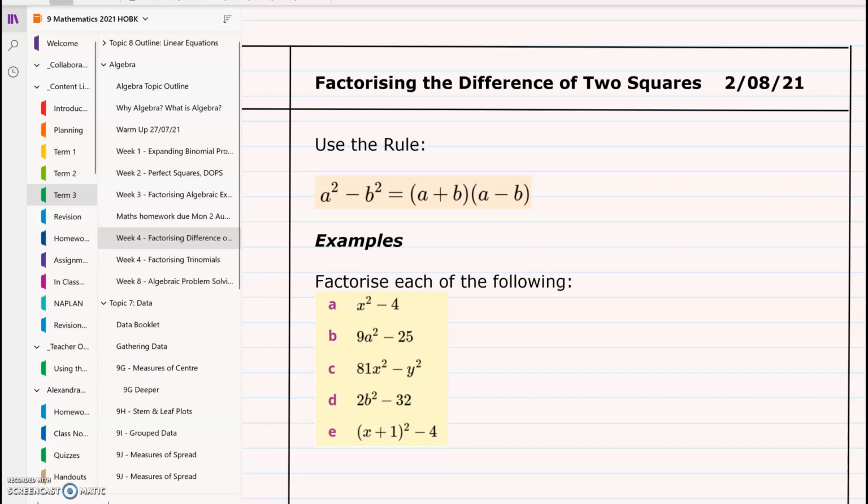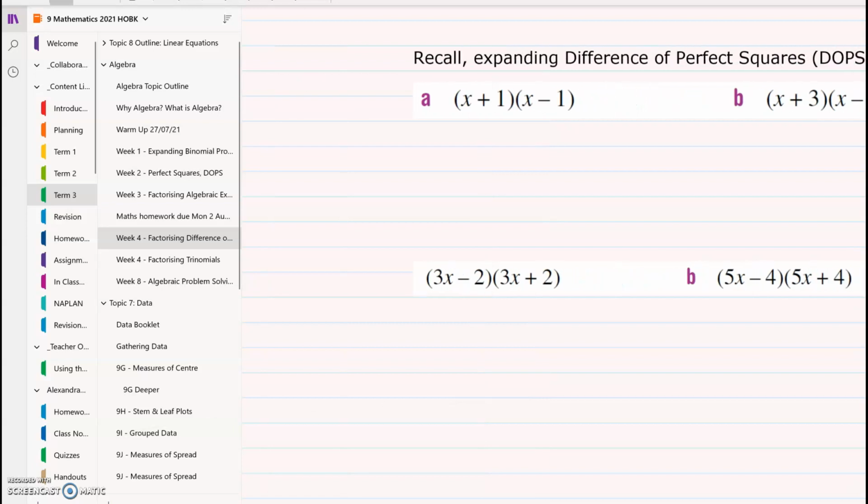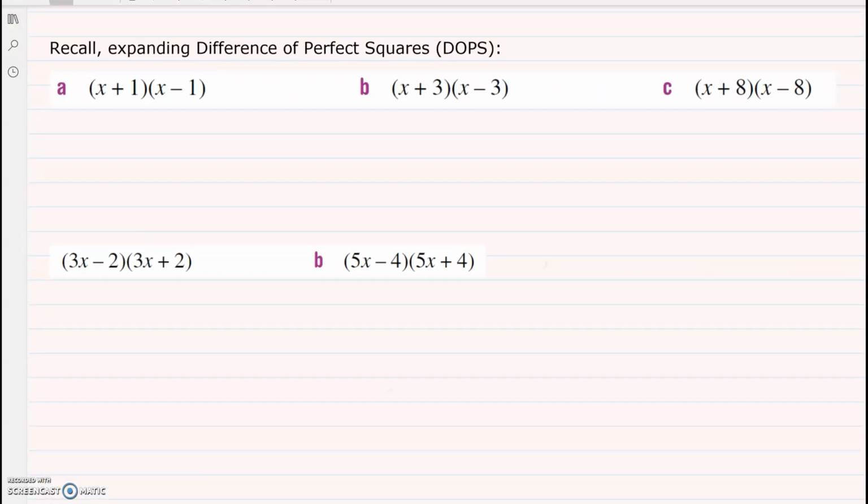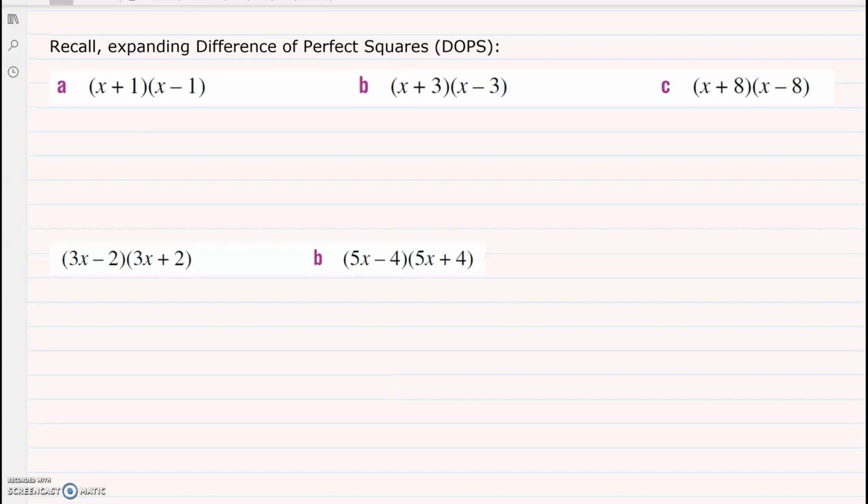So if you're looking for these notes on OneNote, I'm under Term 3 and the first one's set for Week 4, that's under Algebra. Factorising difference of two squares. Before I start, I'm just going to remind you what we did last week. So last week we were expanding, which meant removing brackets, and you could use FOIL, you could use your rectangles and putting the areas in.